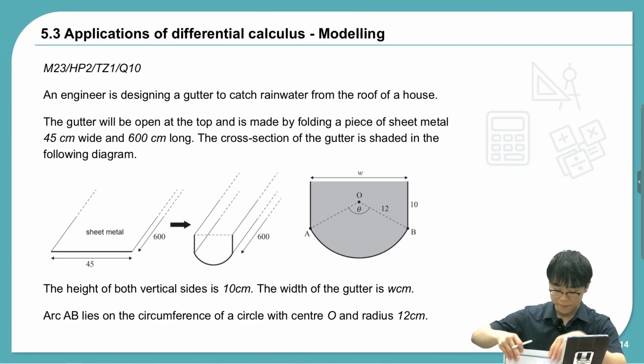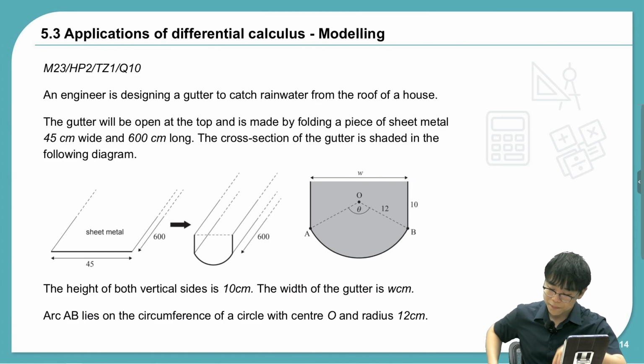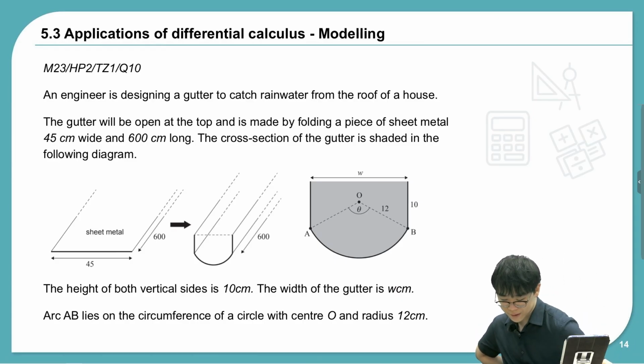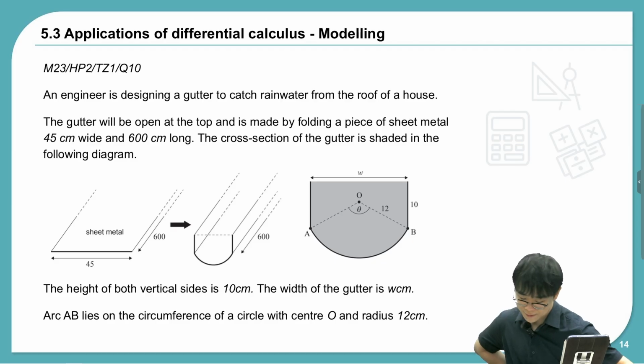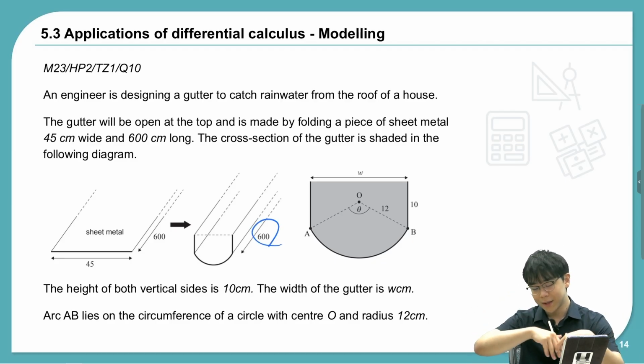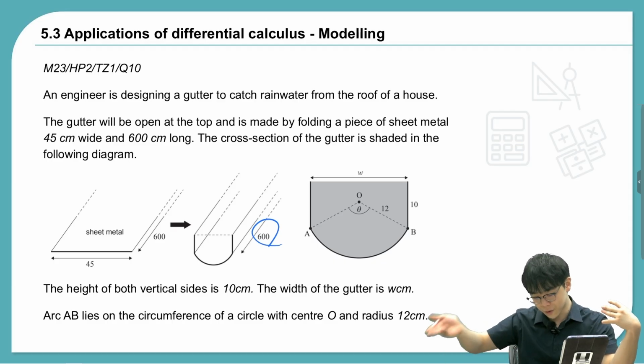Now let's do number 10. So we have a gutter that's in the shape of a rectangle with a sector area, right? There's a part of a sector area that's overlapping with a rectangle. And it says that the depth here is going to be 600. So if you have the cross-sectional area, we're going to get the cross-sectional area times 600 to get the volume.